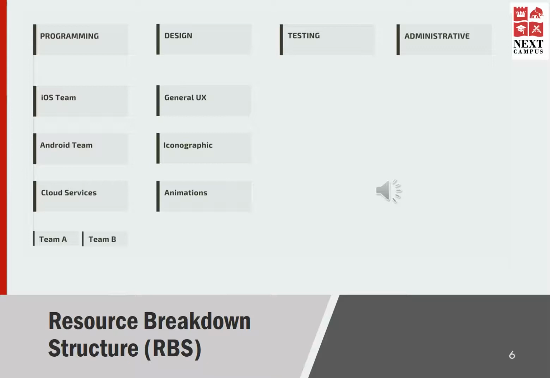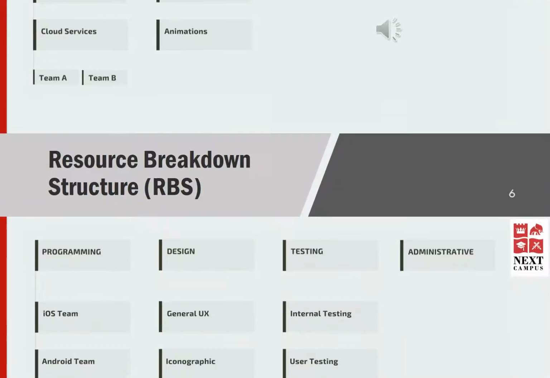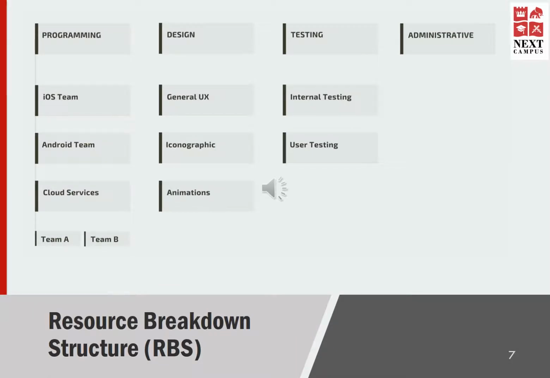Then we have design stream or the department. So under the design stream, we are talking about general UX, iconographic, and animations. There may be subject matter expertise assigned to each category of these. When it comes to testing, we talk about internal testing and user testing. So we need to figure out the exact resources required for these two types of testing. That includes the human resources as well as the other physical resources like materials and the equipments, testing devices, etc.